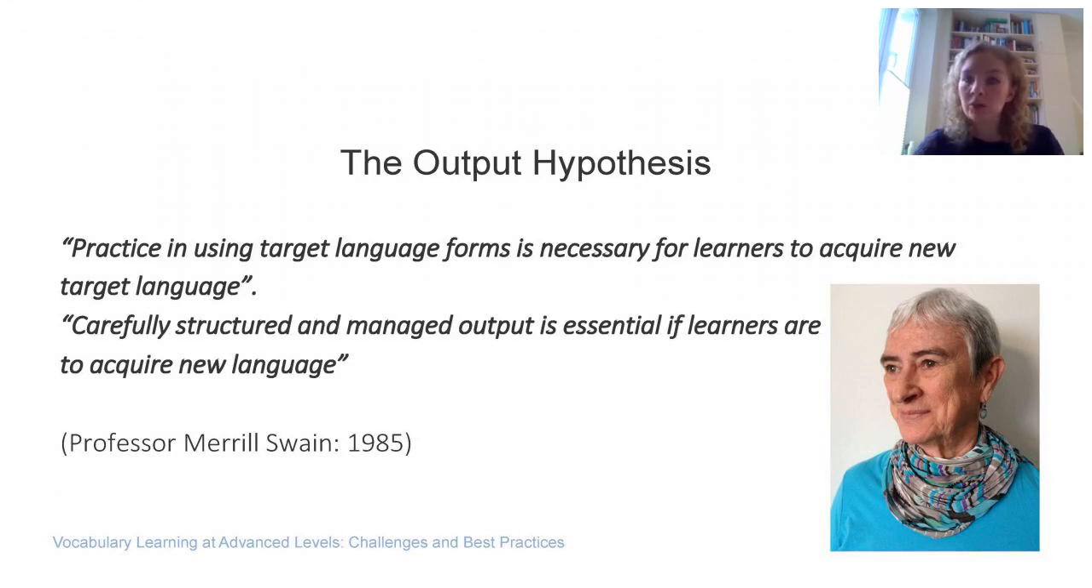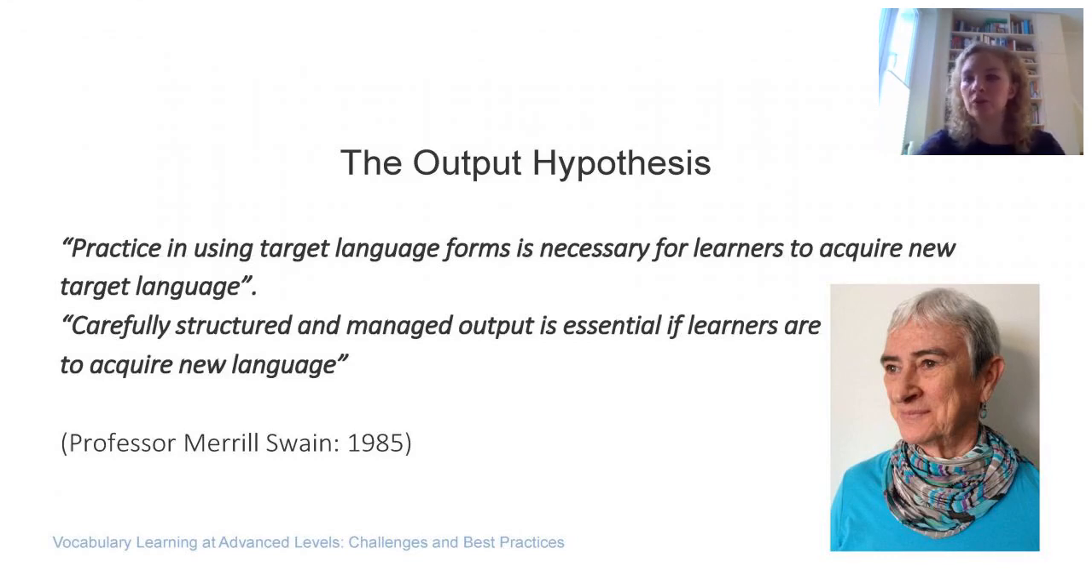So Merrill Swain is the author of this output hypothesis, and she said, practicing using target language forms is necessary for learners to acquire new target language. Carefully structured and managed output is essential if learners are to acquire new language. Sounds a bit academic, yeah?